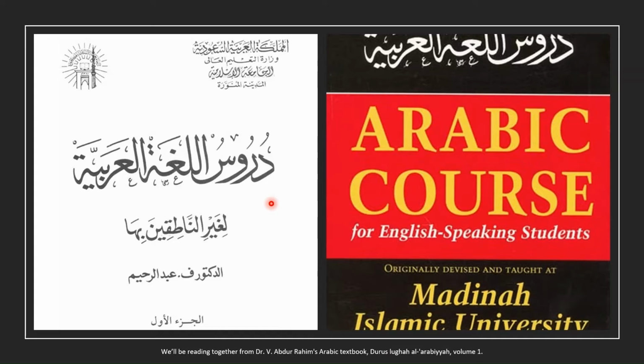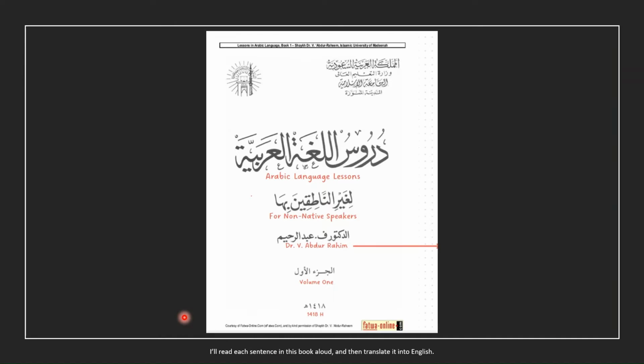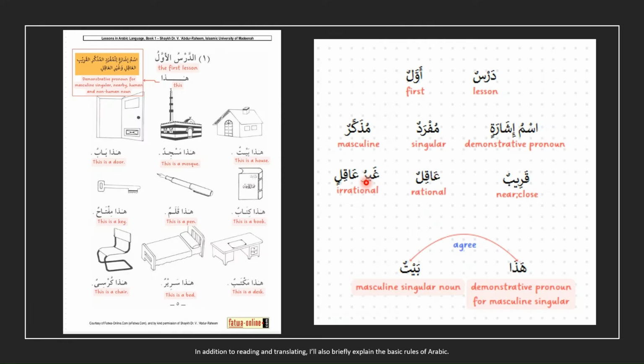We will be reading together from Dr. Fi Abdur Rahim's Arabic textbook, Durus Lughah al-Arabiyyah, Volume 1. I will read each sentence in this book aloud and then translate it into English. In addition to reading and translating, I will also briefly explain the basic rules of Arabic.